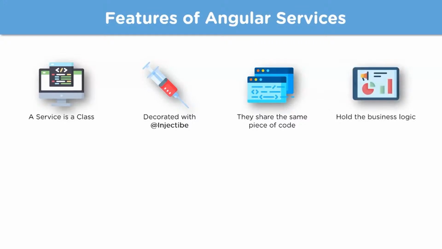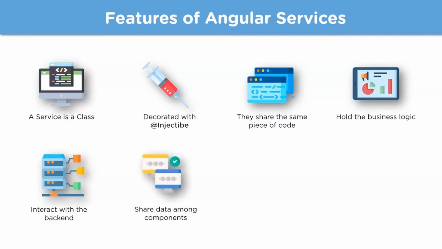Now these services hold valuable business logic and can also be used to interact with the backend. Now for example, if you want to make AJAX calls, you can have methods for those calls in a service and then use it as a dependency in files. And as mentioned earlier, it can be used to share data among several components.